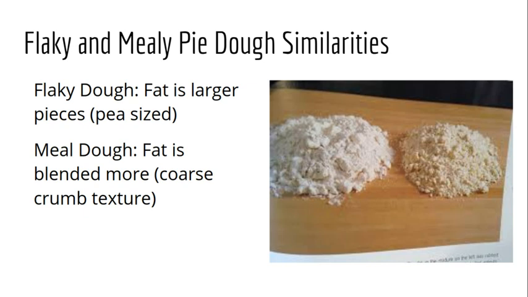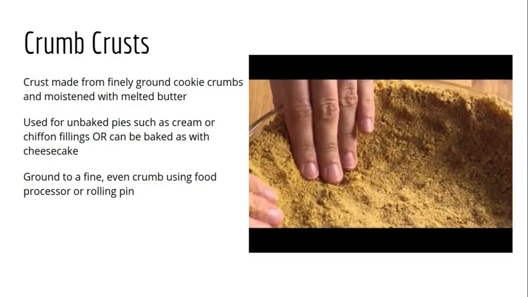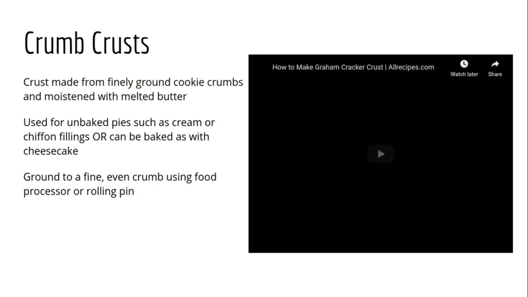So the fat is in larger pieces, like pea size, that's the one on the left, okay? And you can see, compared to the sizes of the crumbles and the chunks, the one on the right is your mealy dough, okay? So it looks a little bit more coarse, where the other one just looks a little bit more chunky. So again, it all just really depends on how much you cut that fat source in with the flour and the dry ingredients. So this is crumb crust.